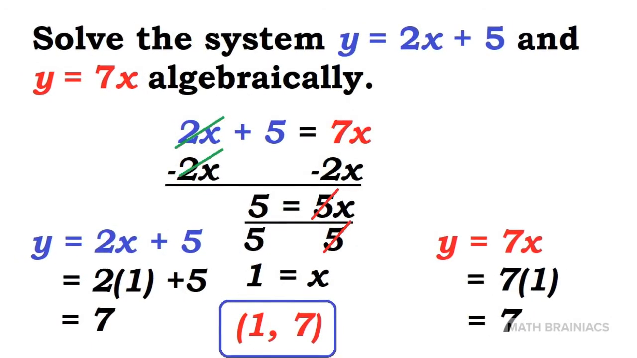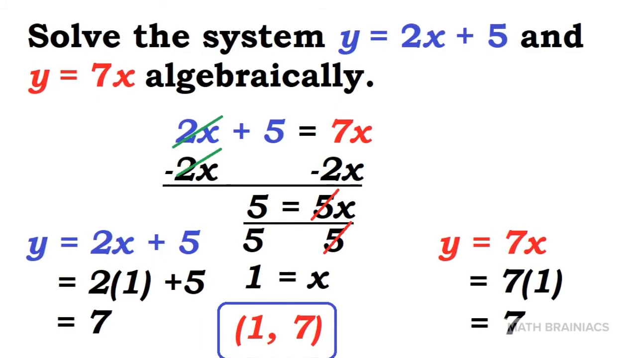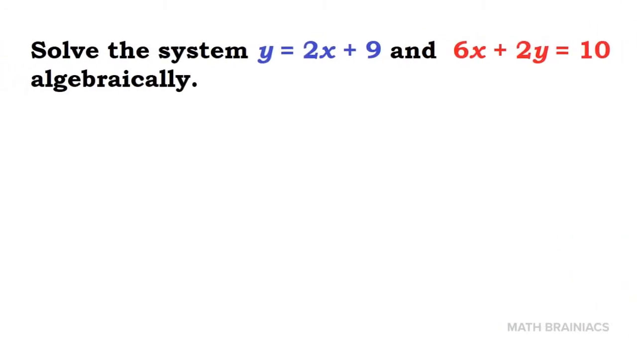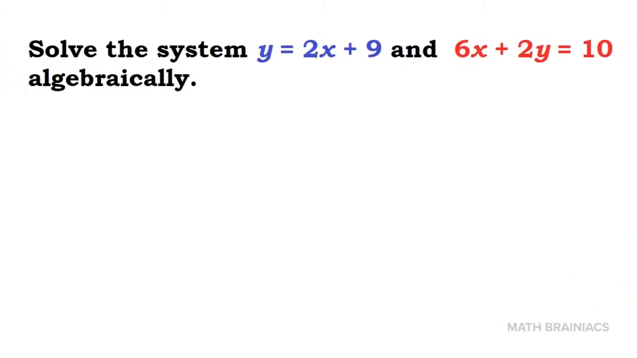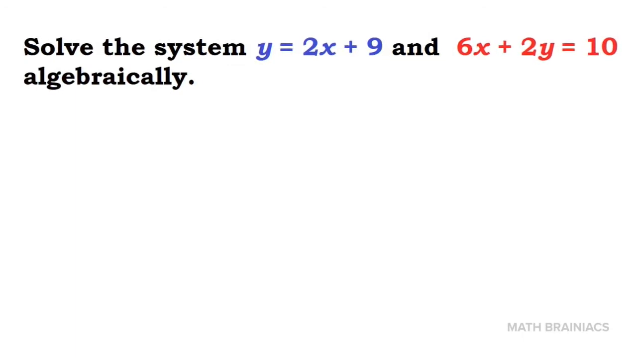Accordingly, the solution for the system y is equal to 2x plus 5 and y is equal to 7x is 1 and 7. Let us work on another example so that you can hit it off. Solve the system y is equal to 2x plus 9 and 6x plus 2y is equal to 10 algebraically.